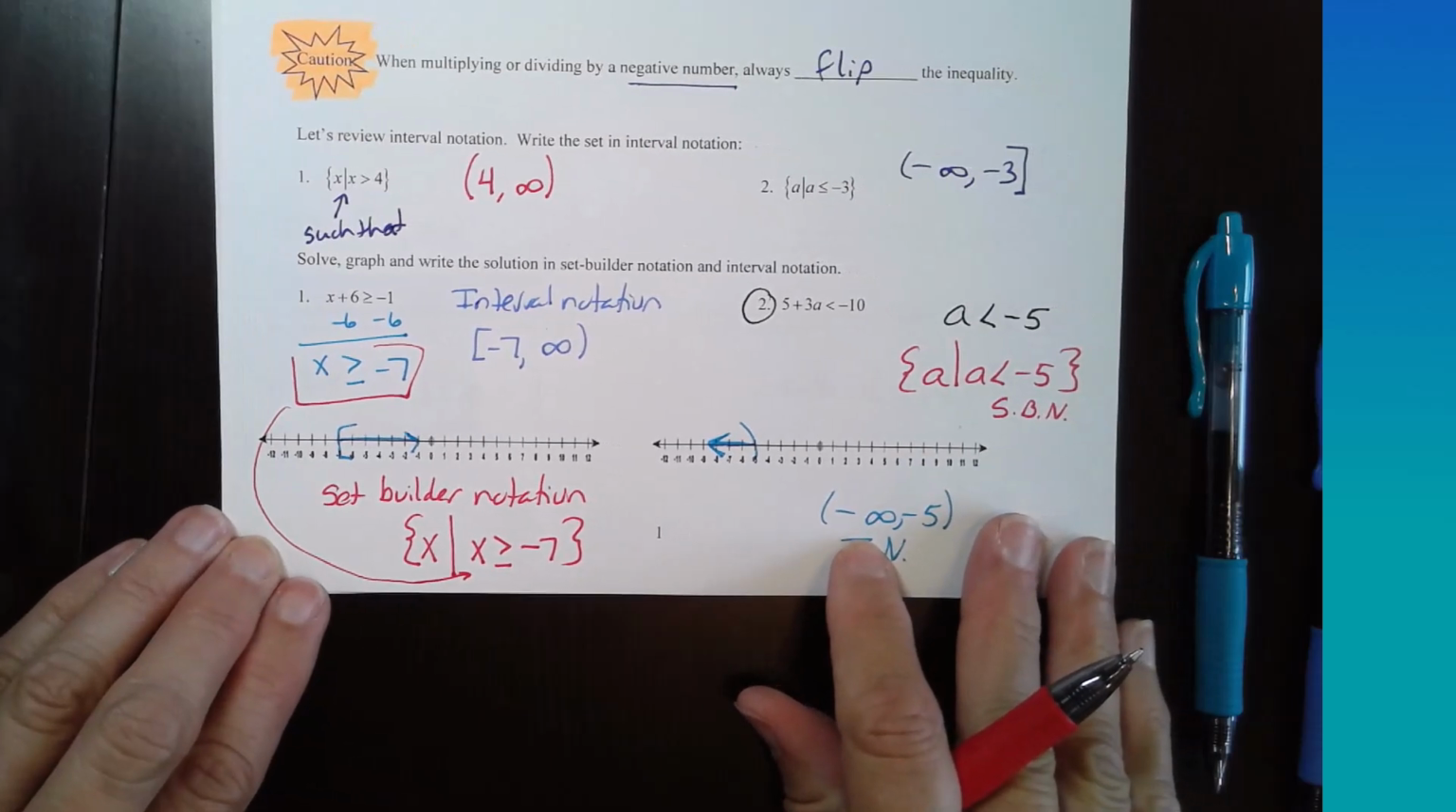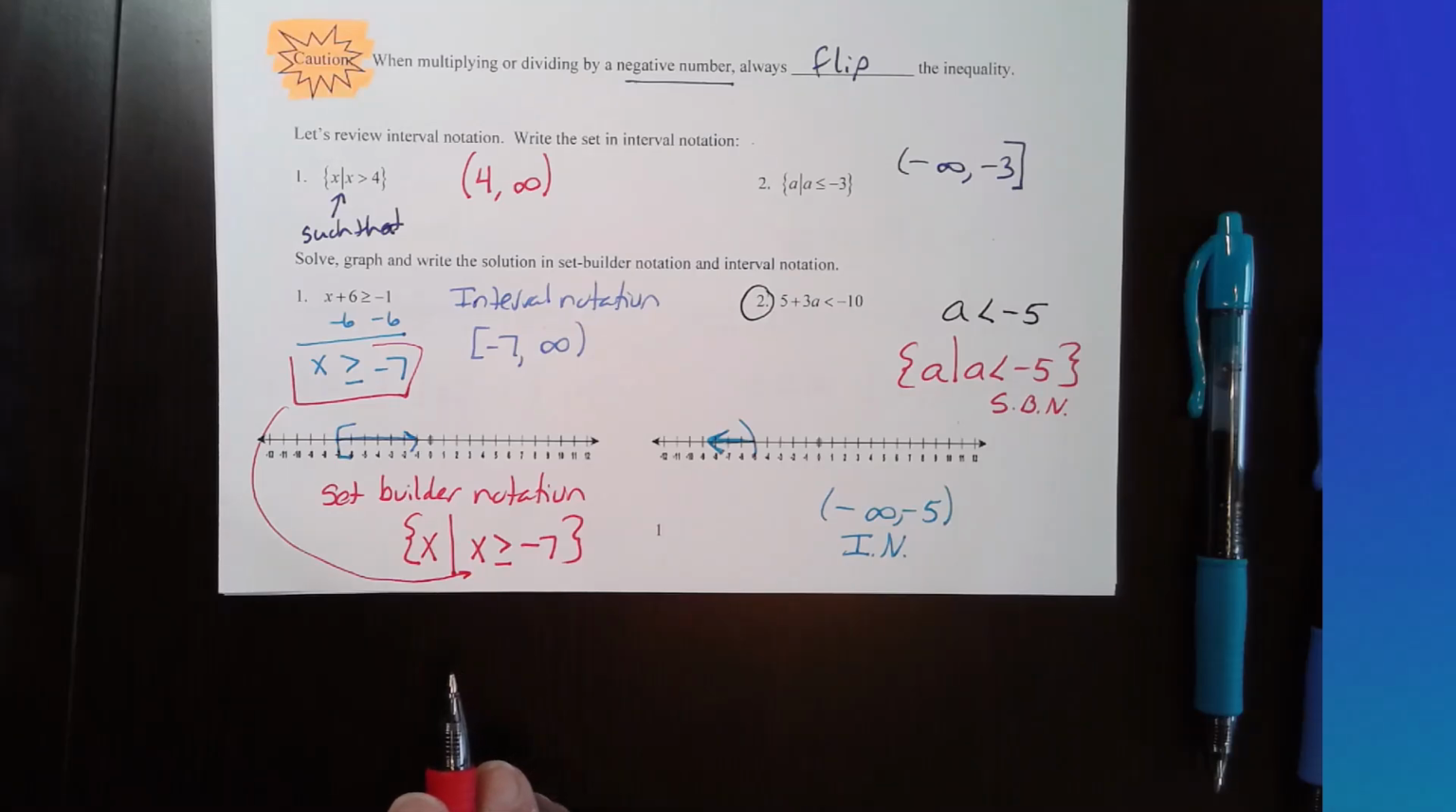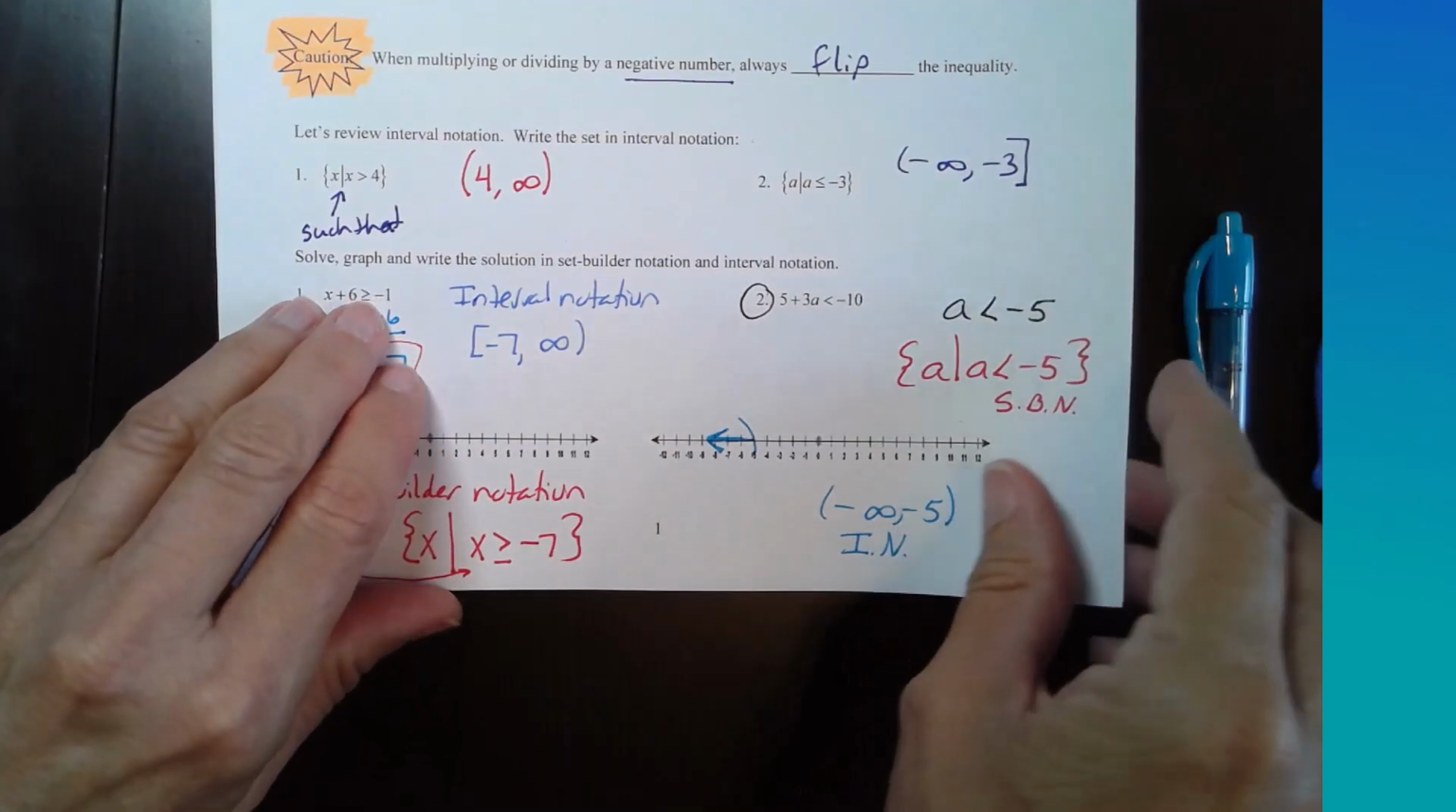So I'm going to let you try number 2 on your own. So I would pause the video and cover up the answers and see if you can get to the correct answers. Number 2 says 5 plus 3a is less than -10. So pause the video and try that example.